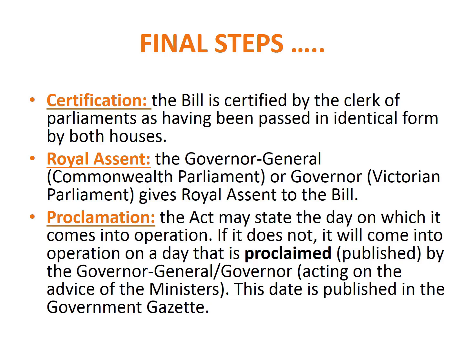Royal assent is the signing of a bill by the Crown's representative, that is, the Governor-General, where the bill has been passed by the Commonwealth Parliament, and the Governor, where the bill has been passed by the Victorian Parliament. A bill cannot come into force as a law until it has been given royal assent. Now, as a matter of practice, the Governor-General or the Governor will always give royal assent to a bill that has been passed by Parliament.